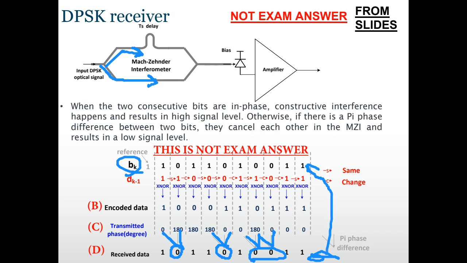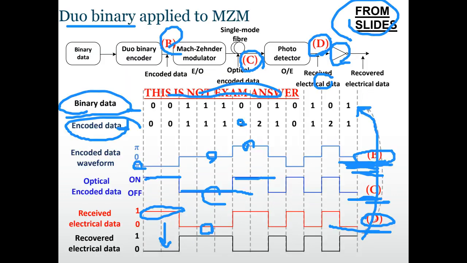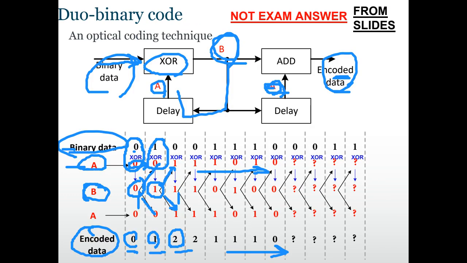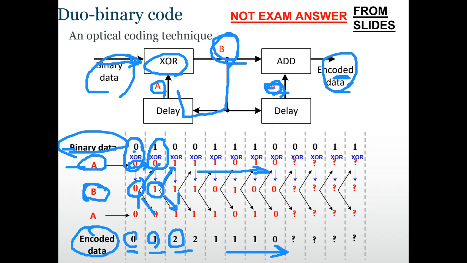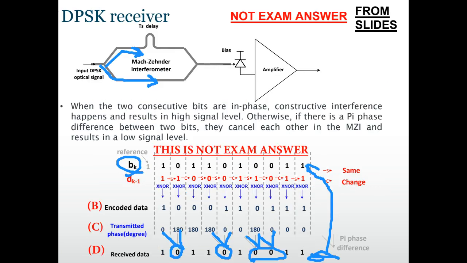Okay, so if we look at the question again, we want a waveform at point B, point C, point D. So B is input to MZM, C is optical. So here we want optical phase for DPSK in the question. And then D is the electrical output. So basically for DPSK, we are expecting the waveform B like this. And then waveform for C is here. And the waveform for D is here.